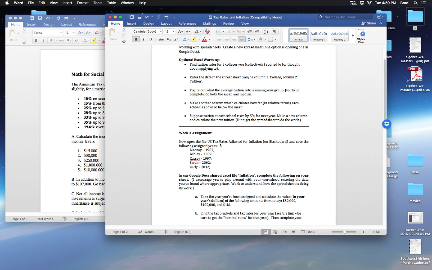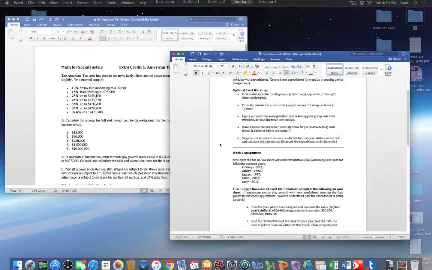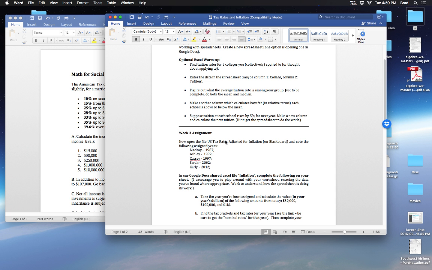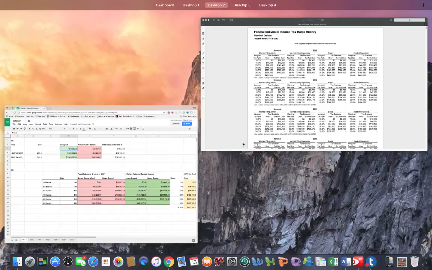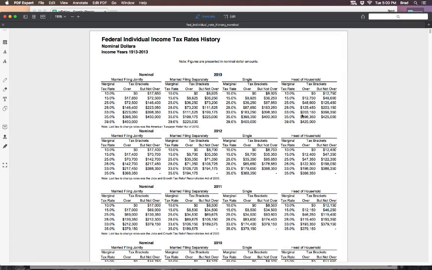And so I ask you to open the file US tax rates. It shouldn't say adjusted for inflation. It's just the US tax rates. Nominal, I'll say, from year to year. And what it is, it's this federal individual income tax rate history.